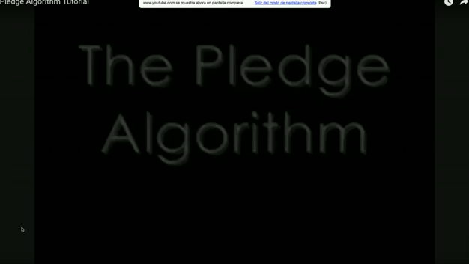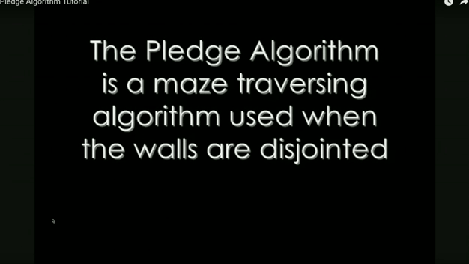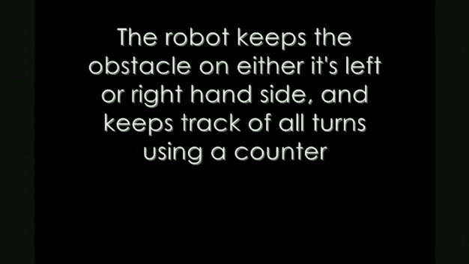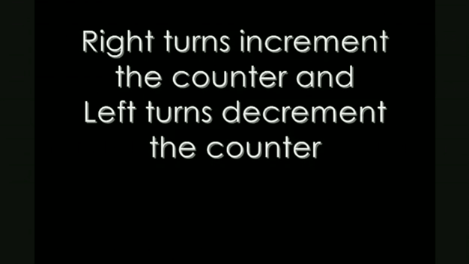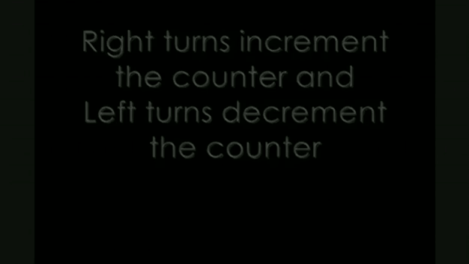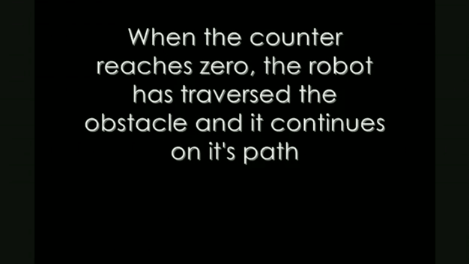The pledge algorithm is a maze traversing algorithm used when the walls are disjointed. The robot keeps the obstacle either on its left or right hand side and keeps track of all turns using a counter. Right turns increment the counter and left turns decrement the counter. When the counter reaches 0, the robot has traversed the obstacle and it continues on its pathway towards the beacon. Let's look at some examples of the pledge algorithm in action.